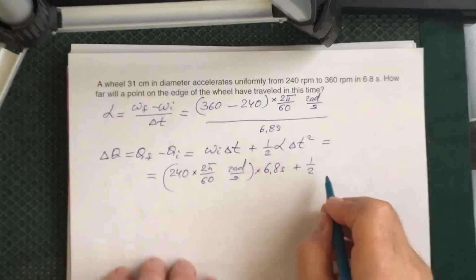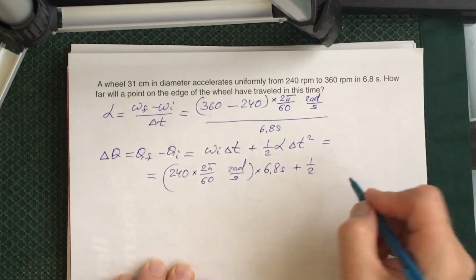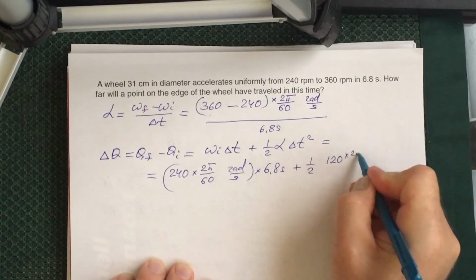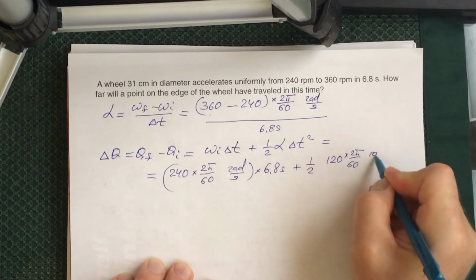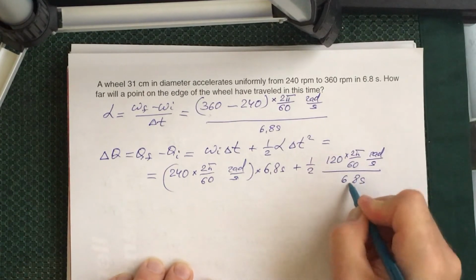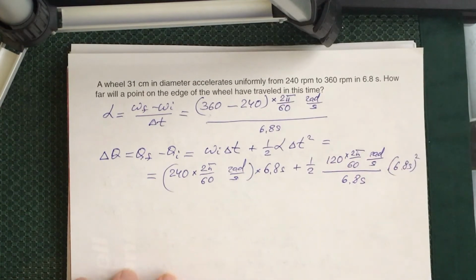And then I will put here 360 minus 240, 120 times 2 pi divided by 60 radians per second, divided by 6.8 seconds, times 6.8 seconds squared. This is the angle through which the point on the wheel will rotate.